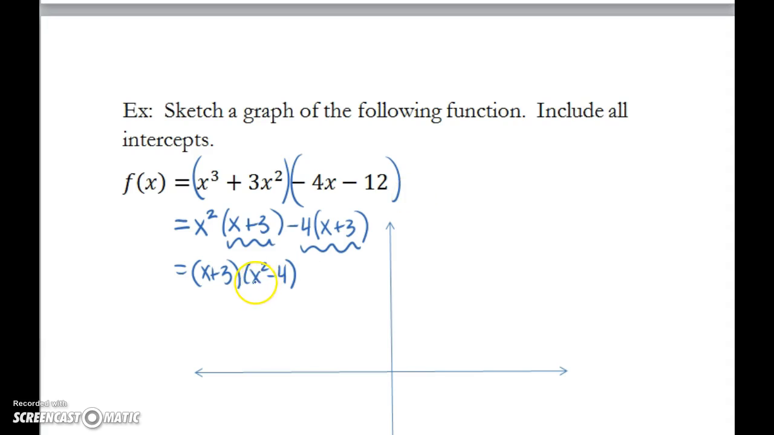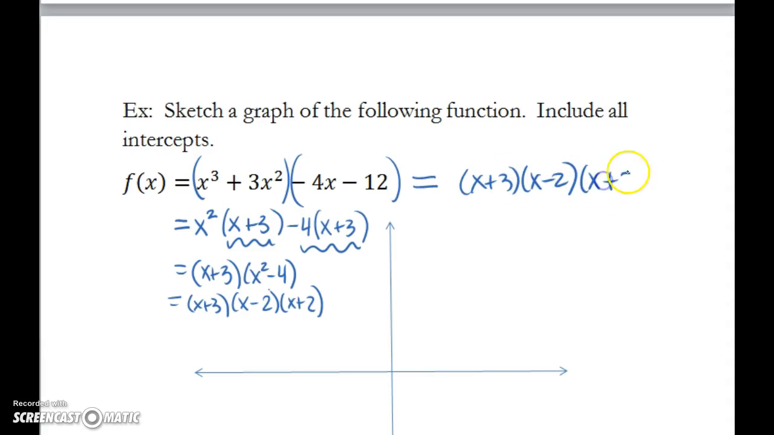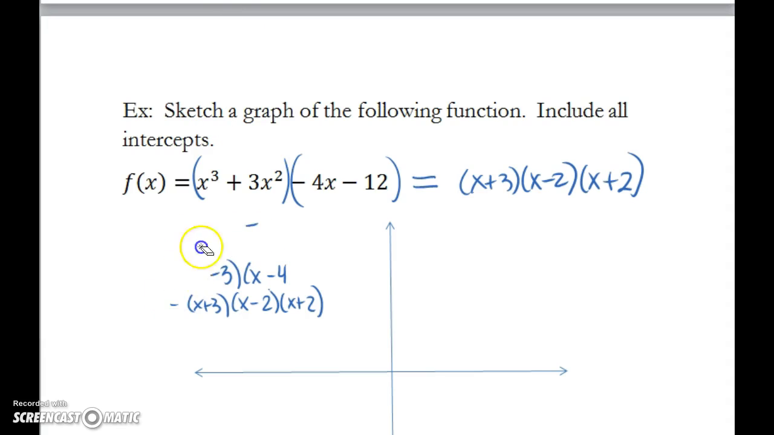And can we factor further? Yeah. X squared minus 4 is not completely factored. It's a difference of 2 squares. It can be factored into x minus 2 and x plus 2. So our polynomial completely factored is x plus 3 times x minus 2 times x plus 2. I'm probably going to erase it from here so that we can have some space to graph.